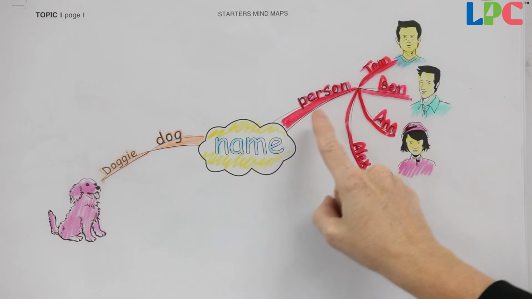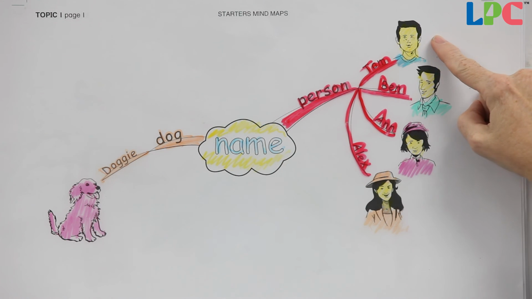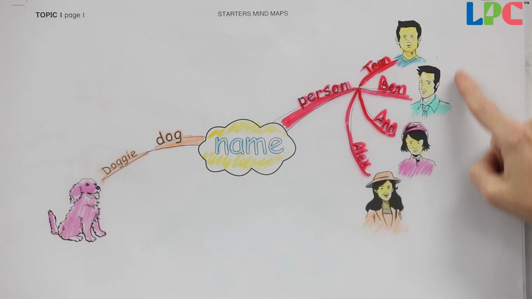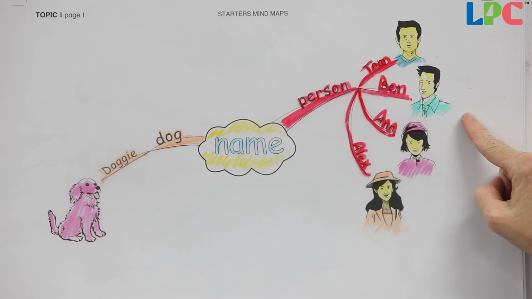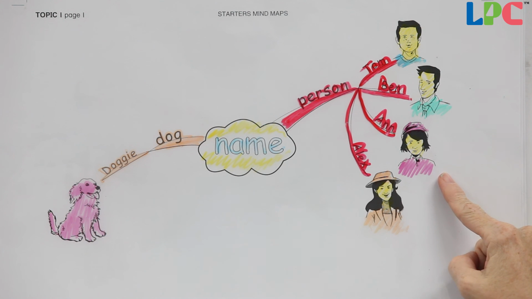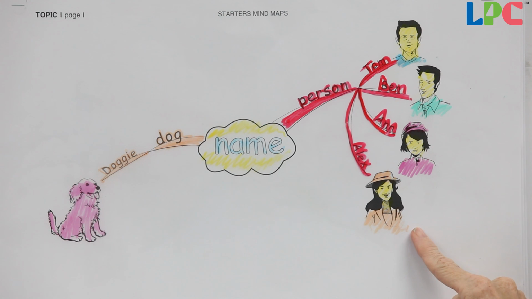Name. He is a person. He is Tom. He is a person, he is Ben. She is a person, she is Anne. She is a person, she is Alex.